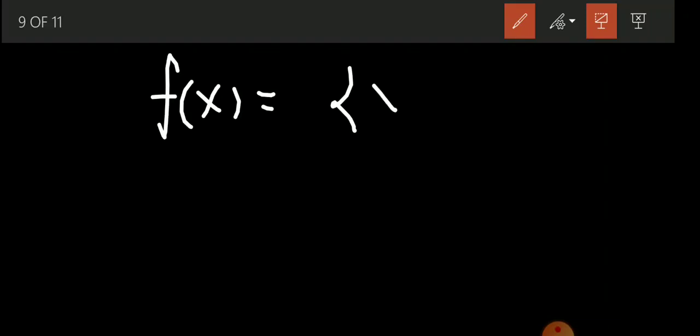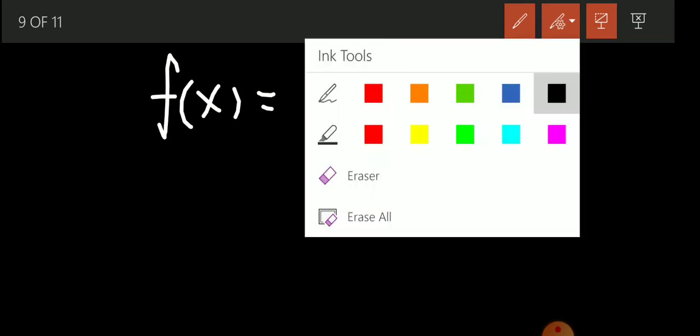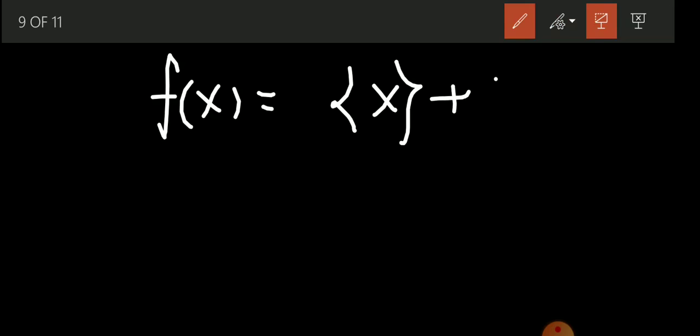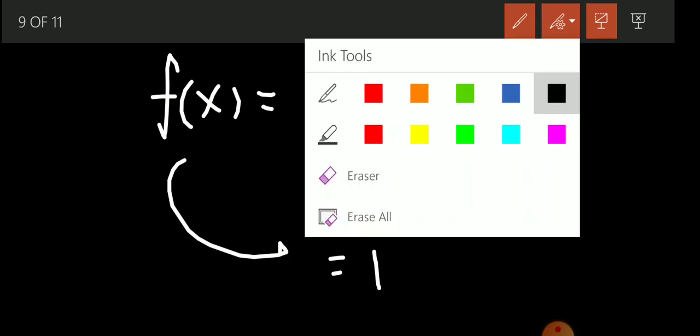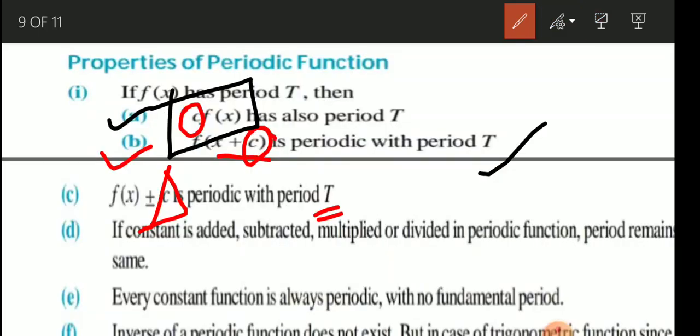We were discussing c·f(x), and now f(x) plus c, the second one. Let's make an example. Let f(x) equal the fraction part of x plus something with π. What is the period of this? Of course, the period of the fractional part of x is 1. So the resultant function is also periodic with period 1. The π we are adding doesn't affect it.